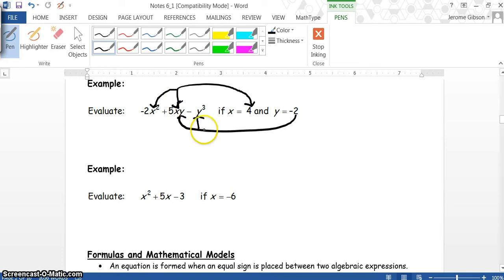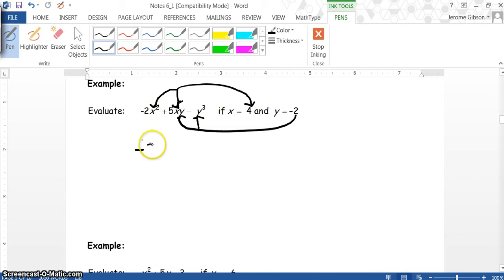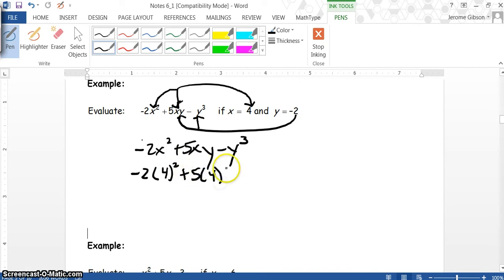Okay, so now let's go through and substitute. Let's rewrite the problem again. We had negative 2x squared plus 5xy minus y cubed. So now we substitute. We had negative 2, x is 4, that's squared, plus 5 times 4, and y is negative 2, minus, and we'll substitute in negative 2 for this y as well, and that'll be cubed.